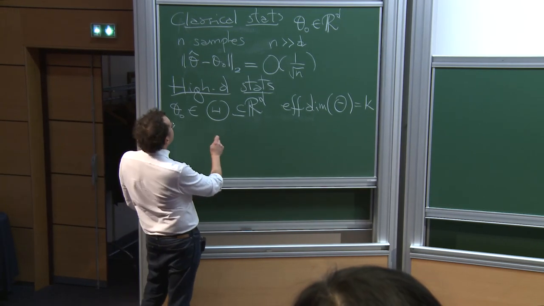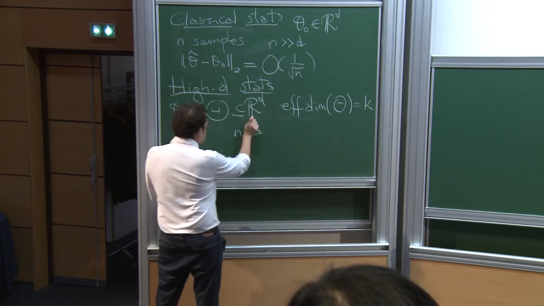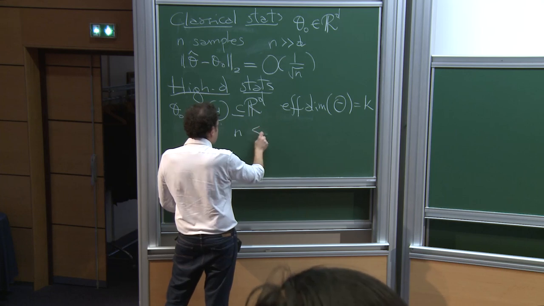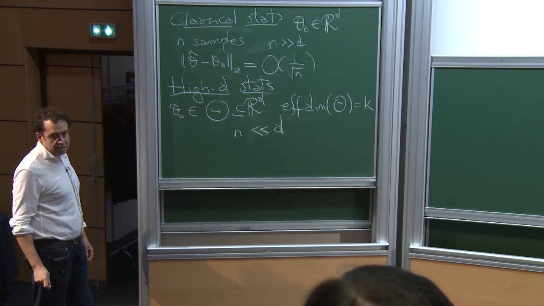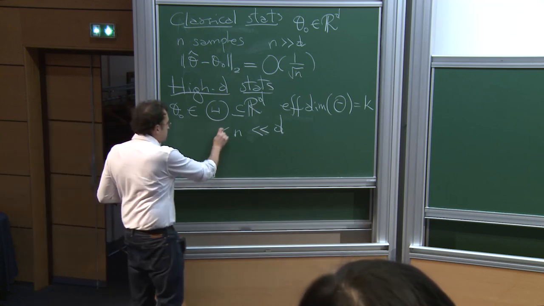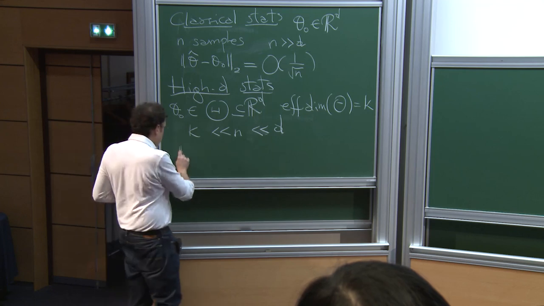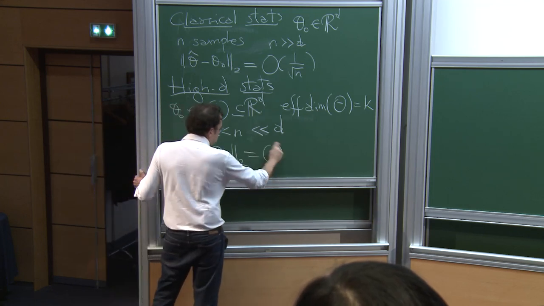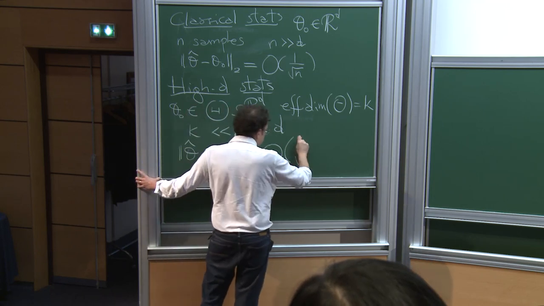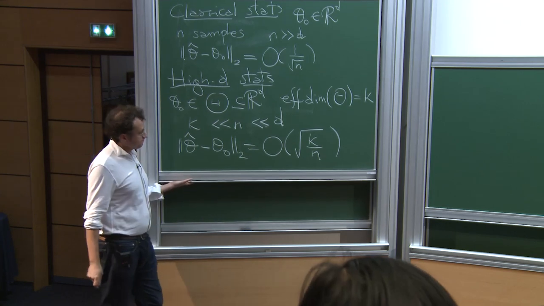And then you look at the case in which the number of samples is much smaller than the dimension, so from a classical viewpoint it is a lost cause, but it is much bigger than this effective dimension. And then you prove stuff of this type: that this also goes to zero, with some dependence on the effective dimension.